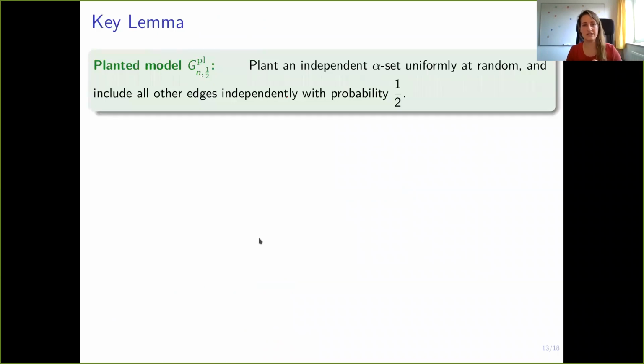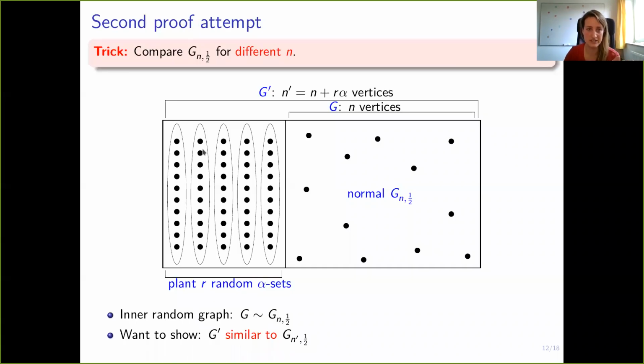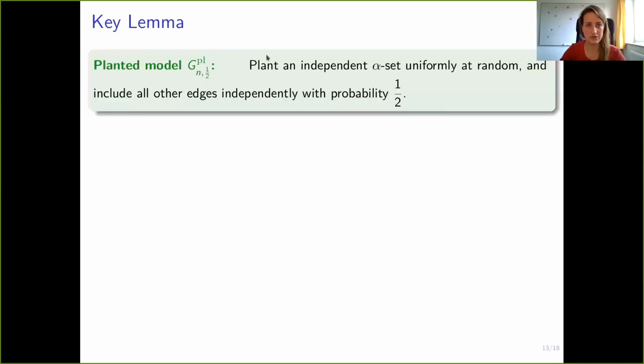Okay, so the key lemma here is the following. I say I'm putting in r independent sets, but it's actually cleaner to study the effect of just putting in one. So we call this the planted model. We construct it in the following way. We take n vertices, or n' vertices. We pick one vertex set of size alpha uniformly at random, and then we include all the other edges independently with probability 1/2. And in our special alpha set, we don't put in any edges.